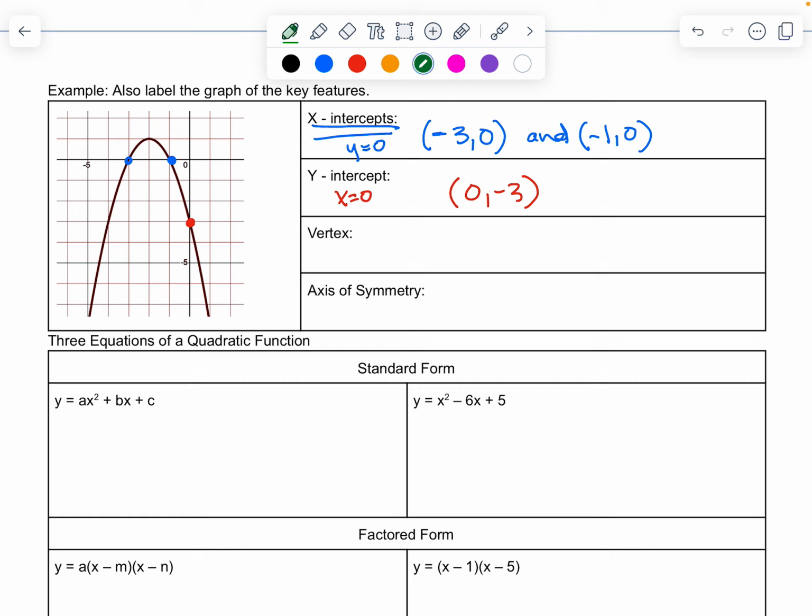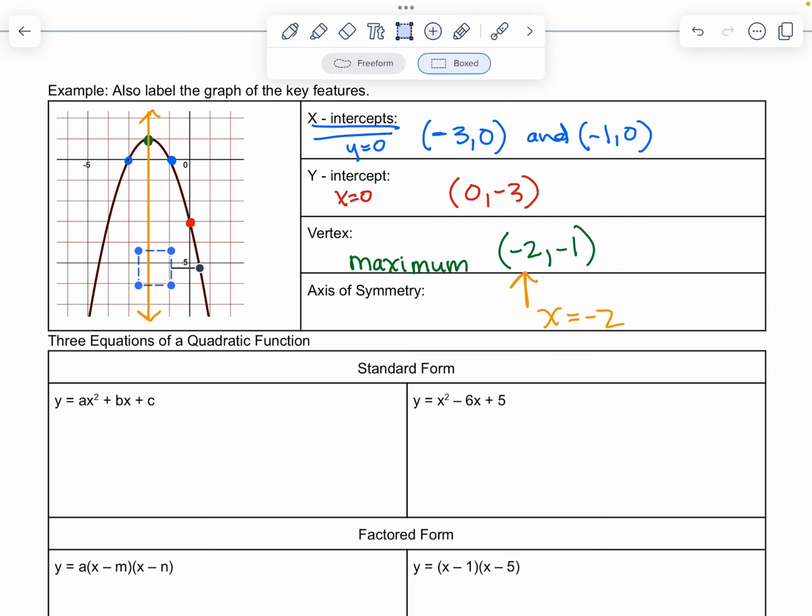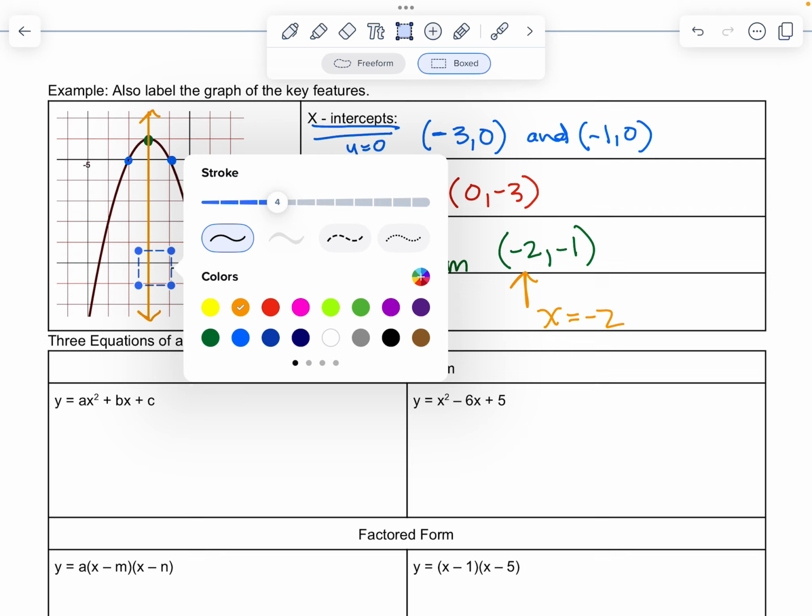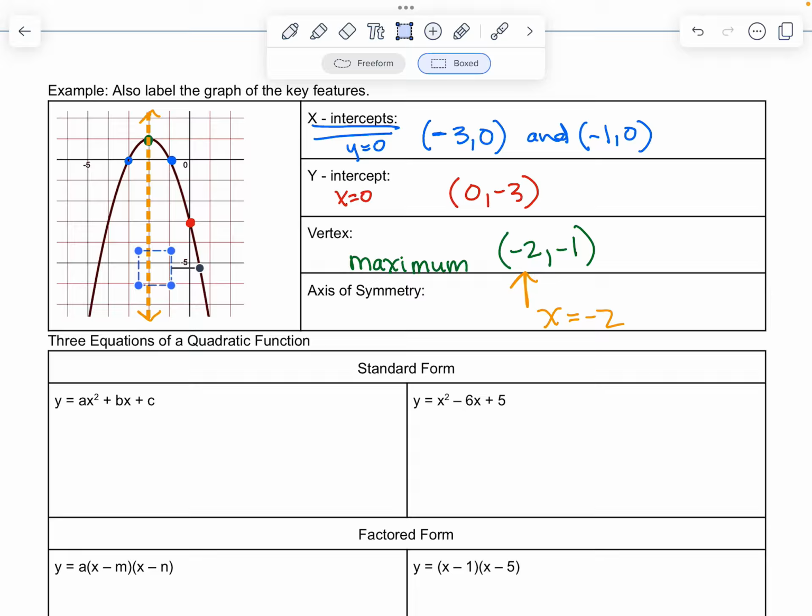Our vertex is going to be the turning point, so if I come up here to that highest point, our vertex is a maximum this time because it's the highest, and we see that it is the ordered pair 2, -1. If our vertex is 2, -1, whatever the x value is, that is the axis of symmetry. So I could draw that invisible line down the center of my graph, and I would know that, hey, this is an axis of symmetry. It's that invisible line about which it is symmetrical.